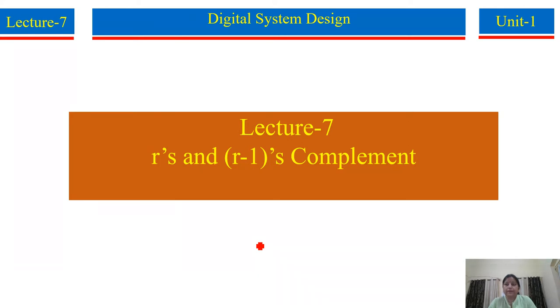For example, in the decimal number system, the base or radix is 10. In the binary number system, the base or radix is 2. So here I am going to discuss the two complements, that is r's complement and r minus 1's complement.